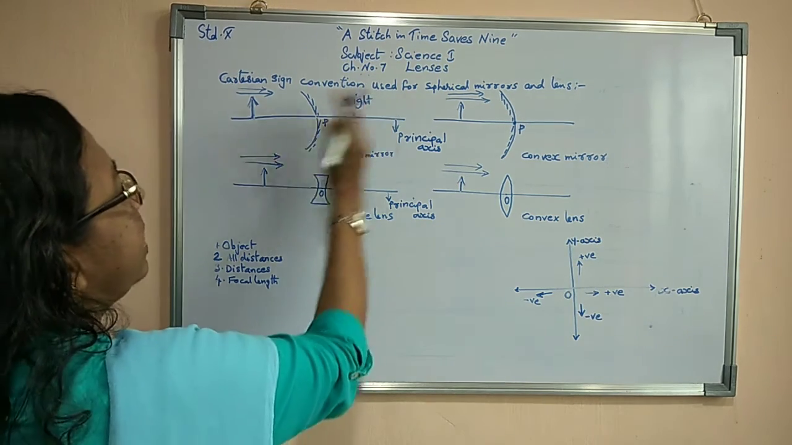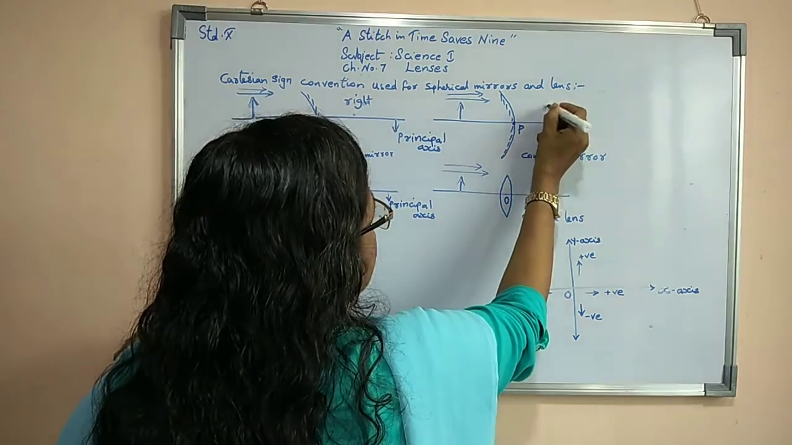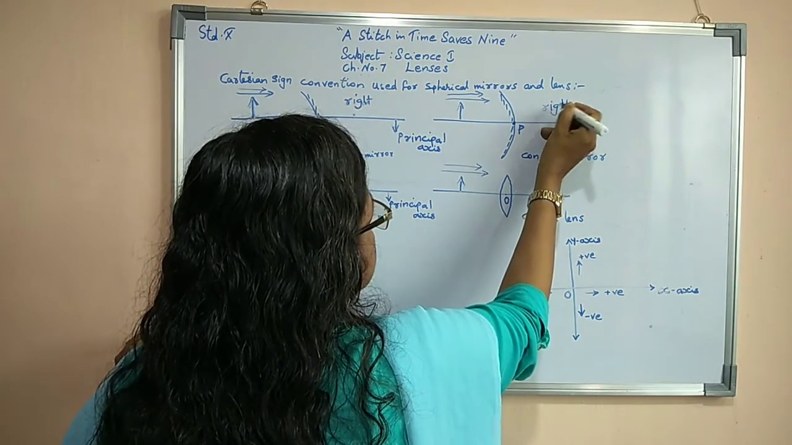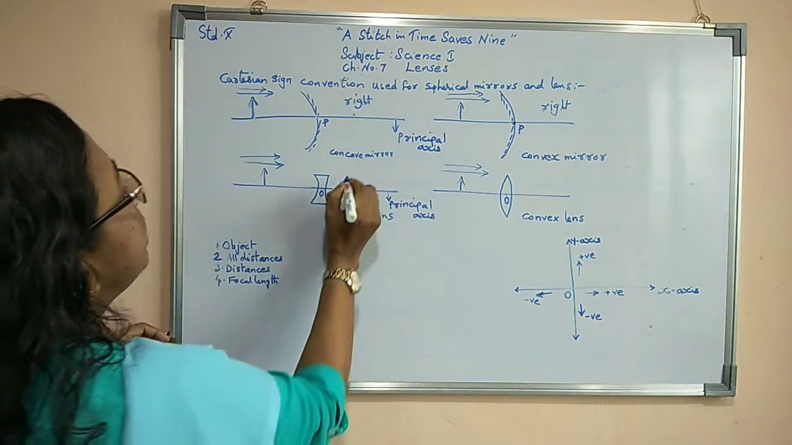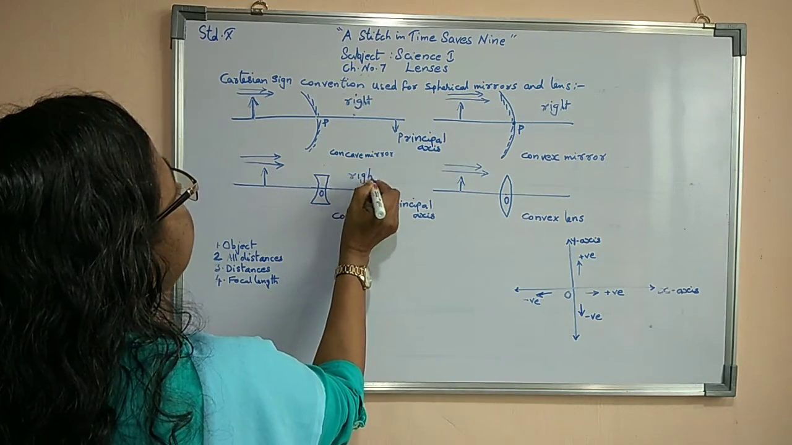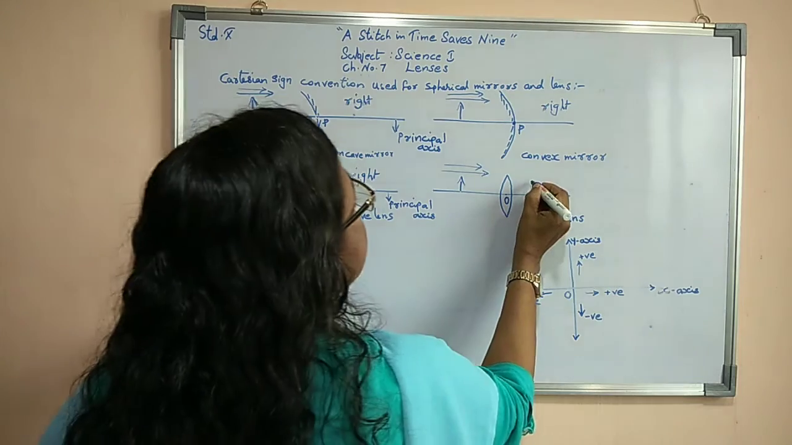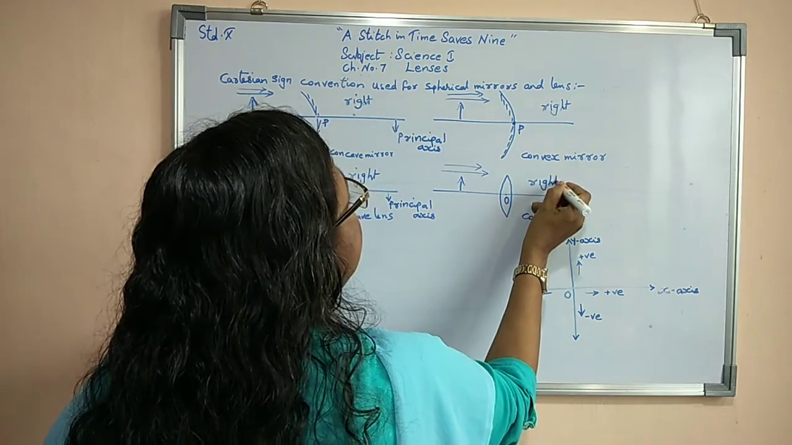This is the right hand side of the mirror. This is the right hand side of the lens.